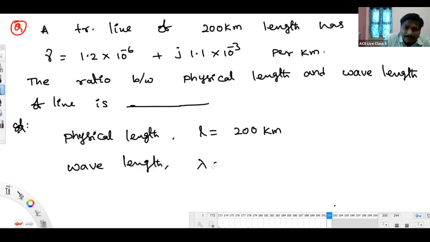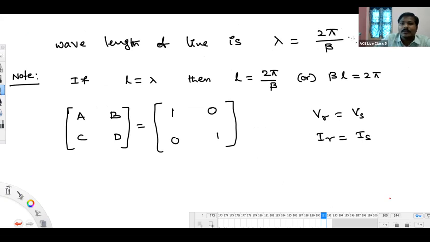Lambda. What can you say is the wavelength formula? Wavelength formula is 2 pi by beta. All of you getting it? It will come in kilometers, because beta is in radian by kilometer, 2 pi is in radian, so radian will be cancelled out. It will be in kilometers. I will show the units here also.